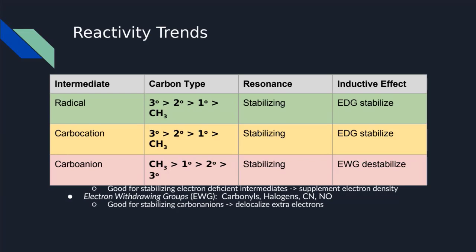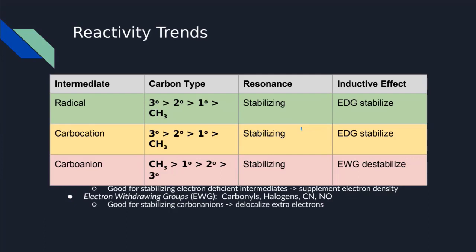And some other things to note, resonance stabilizes all charges on atoms. So we're going to see it stabilizes our radical, our carbocation, our carbanion. The reason being that it helps delocalize that charge and makes everything a little less electron deficient or electron rich. And the final thing that we have to consider is the inductive effect. With radicals and carbocations both, electron donating groups are more stabilizing, while electron withdrawing groups, which take away electrons, are destabilizing. Simply because, again, we're trying to make up for the electron deficiency.